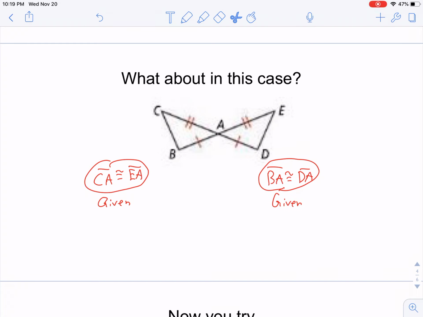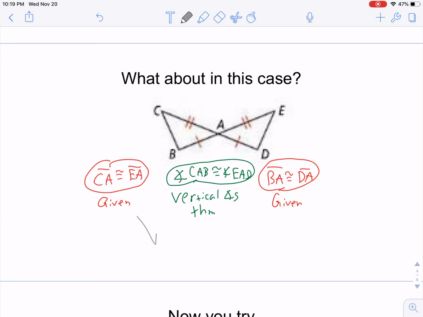We'll need one more thing. We'll need the A for our SAS. How could we get it? This color is a clue. Oh, good. It is the vertical angles theorem. And we're going to say that angle CAB is congruent to angle YAD, I guess.